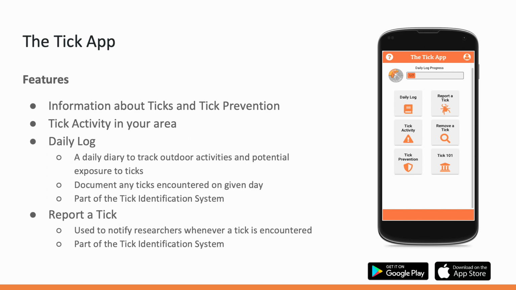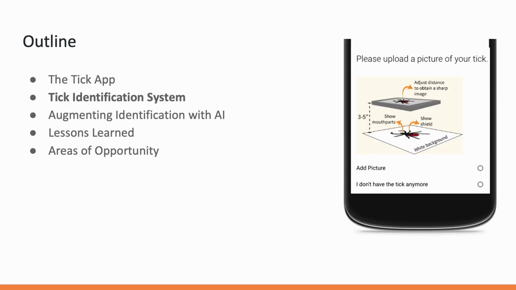report a tick. The daily log is a daily survey that collects information on the user's activity on a given day, any tick encounters they had that day, and any protective measures used to prevent tick bites. The report a tick feature is meant to be a real-time survey that collects information about where and when a tick was encountered. Both the daily log and report a tick features let users upload pictures of ticks that they've encountered in what we will call the tick identification system.